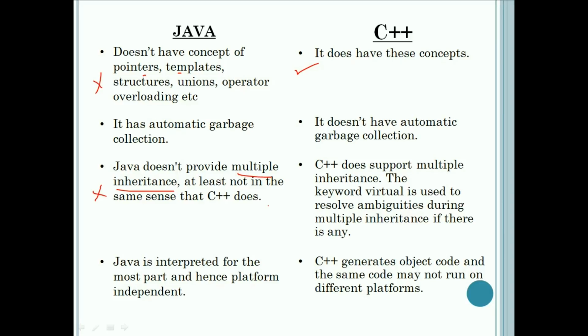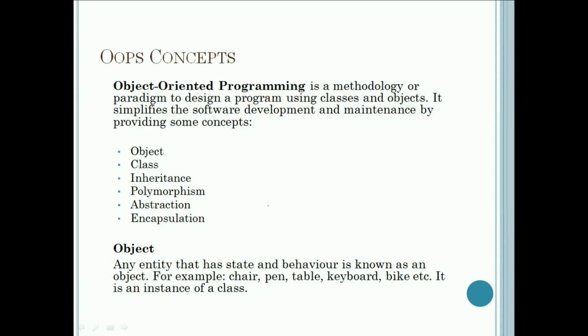Java has WORA, that is write once run anywhere, which I explained in the previous video. While C++ has WOCA, which means write once compile anywhere. So C++ does not have platform independency, whereas Java has platform independency, as explained in the previous video. Now we'll see the OOPS concepts, object oriented programming concepts, in brief.